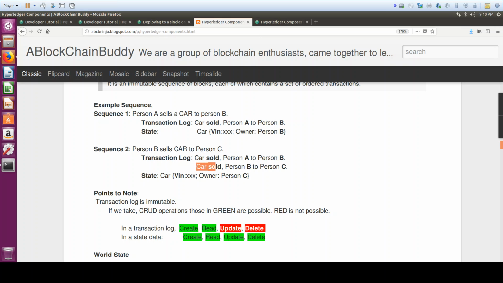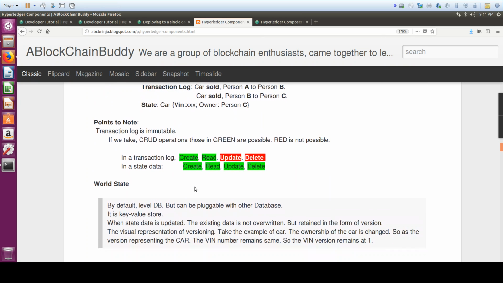The transaction log captures the car sold from person B to person A. So there are two entries: person A to B, now person B to C. The state data just shows the car belongs to person C now. So points to note: the transaction log is immutable. If we take CRUD operations, green are possible, red is not possible.